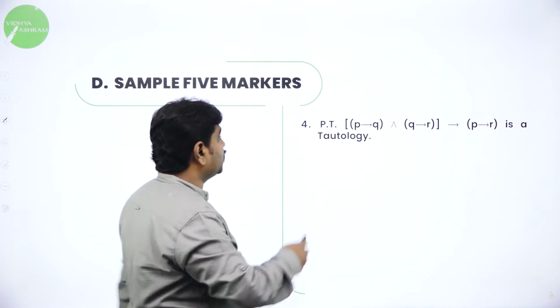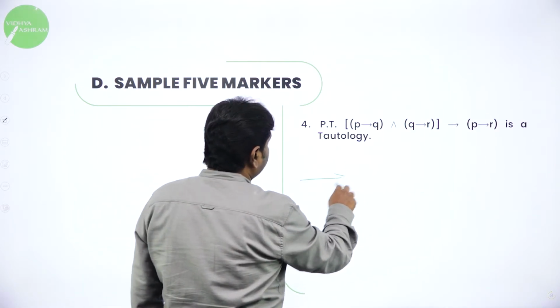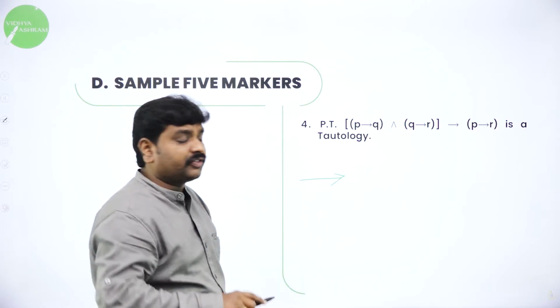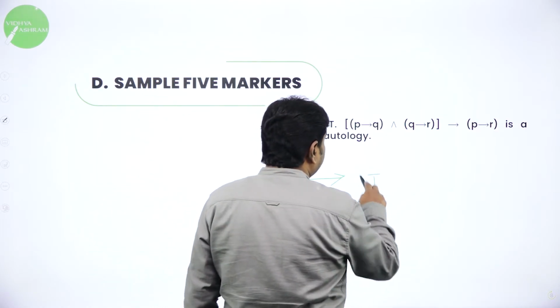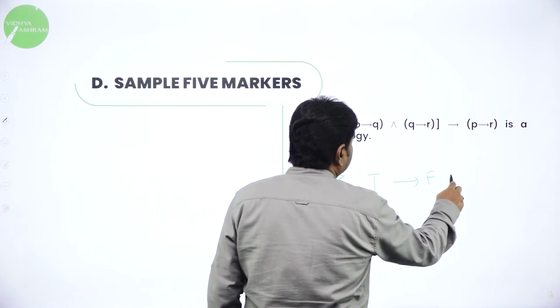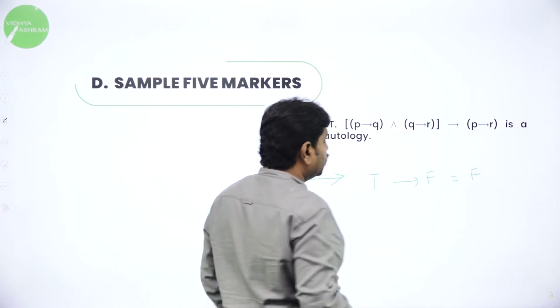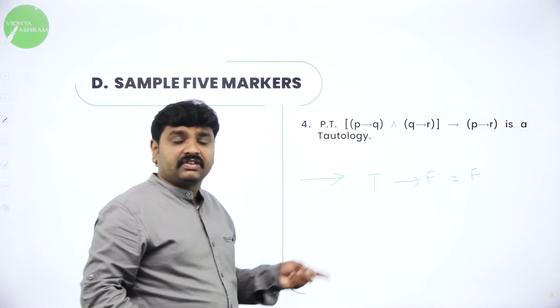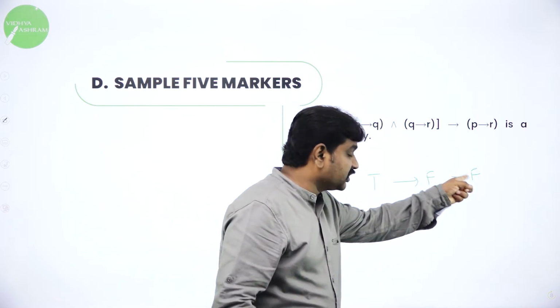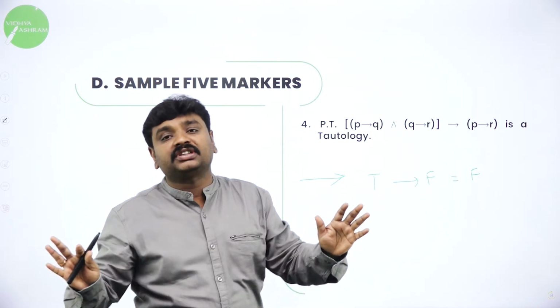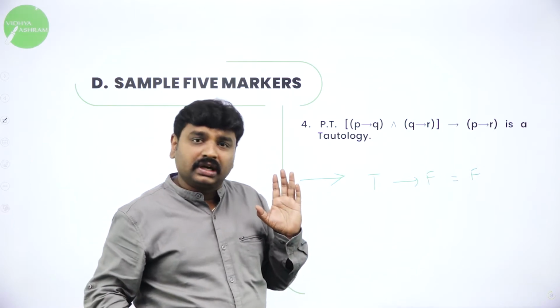And here, what are the operations present? Implies. What is the logic of implies? The logic of implies all of you know. First statement true, second statement false, then result is false. For implies, or for conditional, if the first statement is true and the second statement is false, the result is false. Rest, all other combinations, it is true. That's what I taught you in the last class.